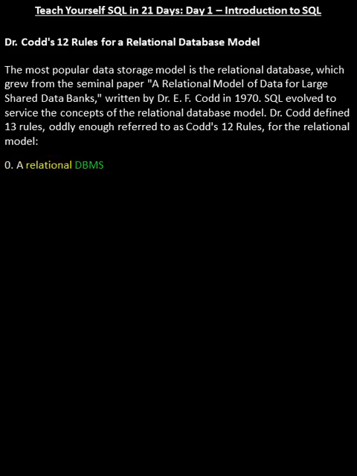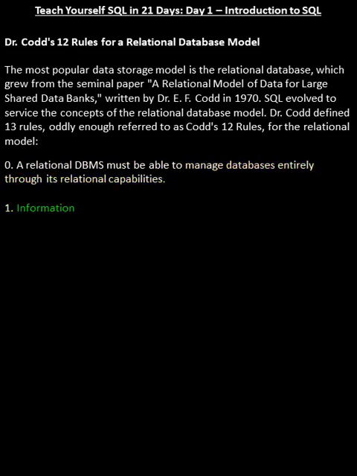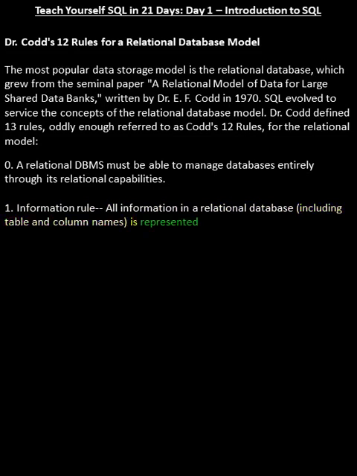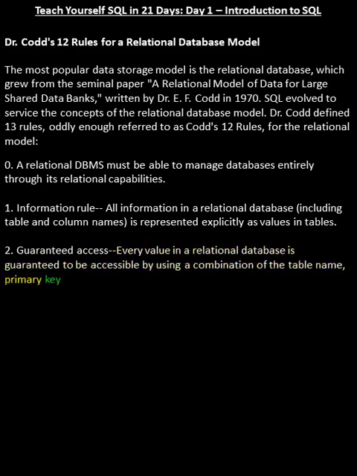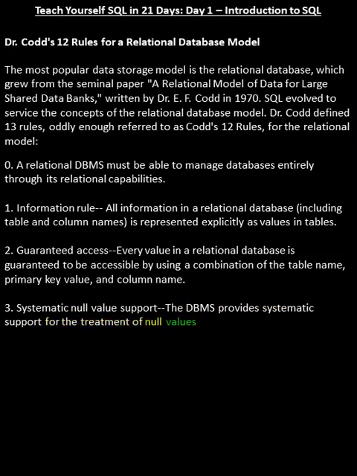0. A relational DBMS must be able to manage databases entirely through its relational capabilities. 1. Information rule. All information in a relational database, including table and column names, is represented explicitly as values in tables. 2. Guaranteed access. Every value in a relational database is guaranteed to be accessible by using a combination of the table name, primary key value, and column name.